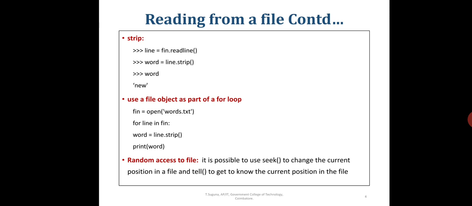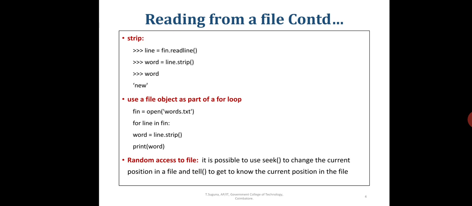Next, the file object used as a part of a loop. Here we show one example to display the file content using a for loop. Using fn, the file input object, we open the given file words.txt. Then using a for loop we get it line by line and display it using a print statement.